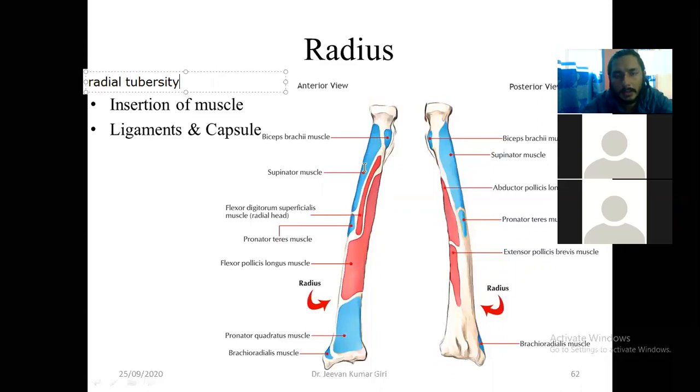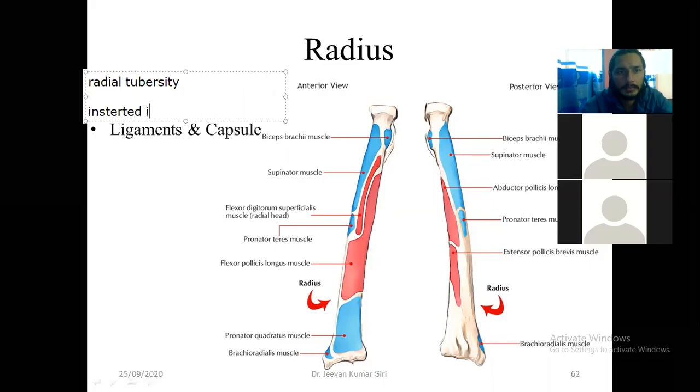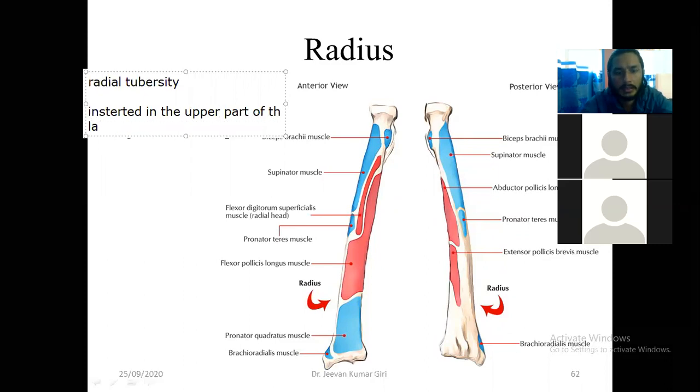Now you can see one more muscle here. Can you see this blue color muscle? That is the supinator muscle. This is the lateral surface only. In the upper part of the lateral surface there is the insertion of the supinator muscle. The supinator muscle has its origin from the ulna. While reading the ulna, you will come to know. The supinator insertion is in the upper part of the lateral surface of shaft of.